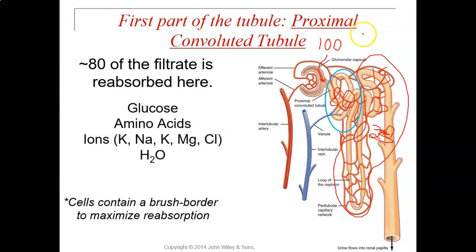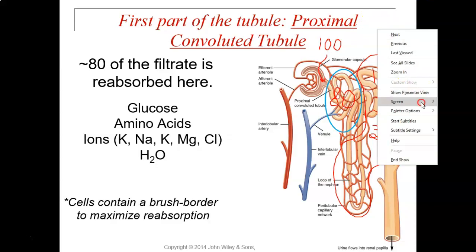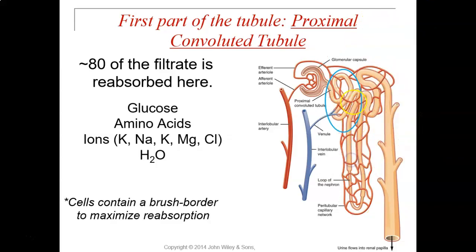So the proximal convoluted tubule, the PCT, is where the vast majority of reabsorption from the tubule occurs. You can see glucose, amino acids, a multitude of ions, water. There's very little that the proximal convoluted tubule is impermeable to. For all intents and purposes, it is permeable to everything: amino acids, glucose, sodium, potassium, etc. We can see one of the things which maximizes this reabsorption is something called a brush border.